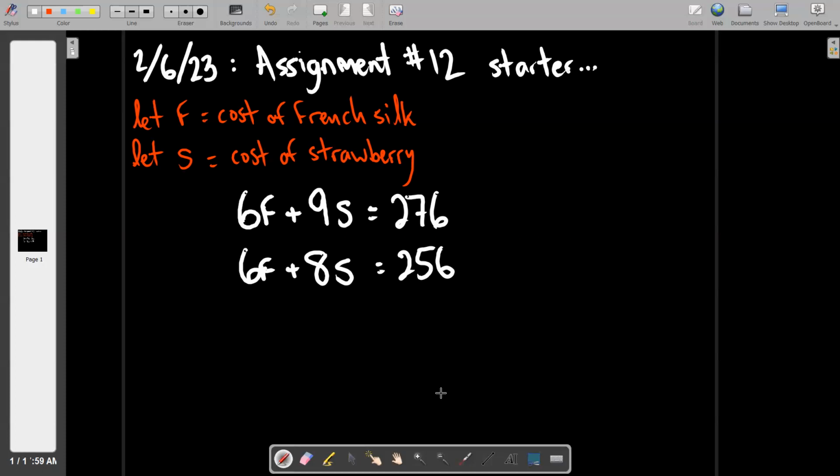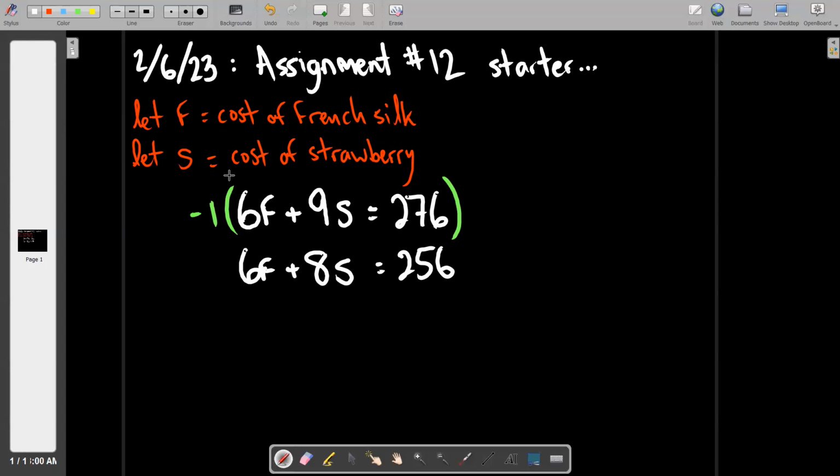So we need to multiply either the top equation or the bottom equation by -1 to get the F's to cancel. Which one would you like to do? Top it is. So we're going to take the top equation times -1.